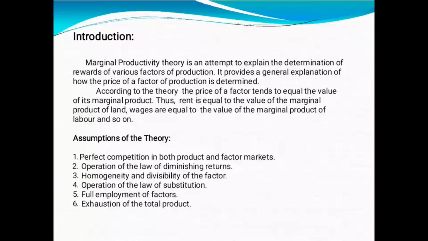Assumptions of the theory. This theory assumes that there is perfect competition in both product and factor markets. The operation of the law of diminishing returns. Homogeneity and divisibility of factors of production. Operation of the law of substitution. Full employment of factors of production. And lastly, exhaustion of the total product.